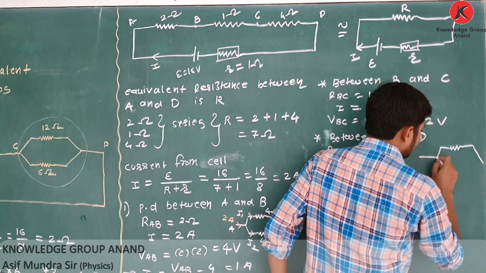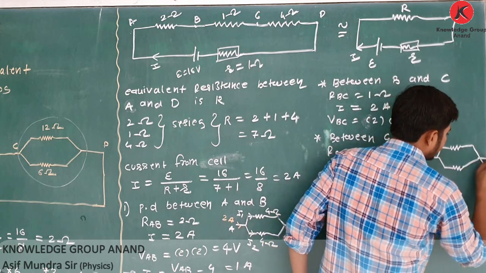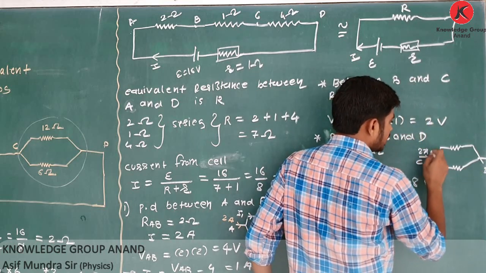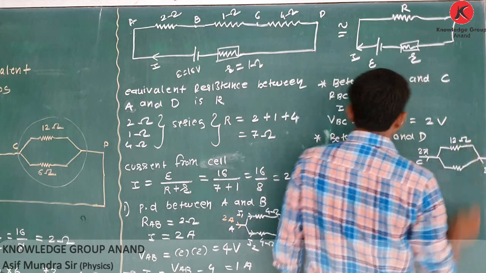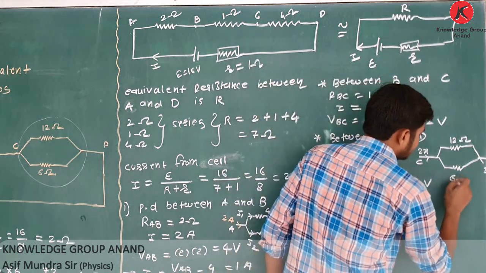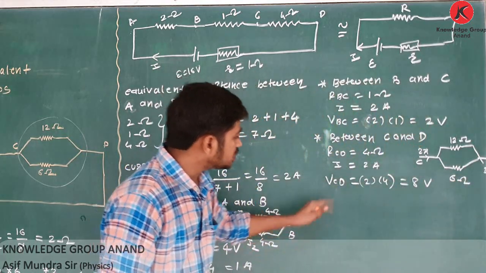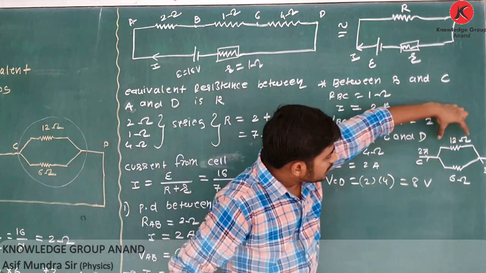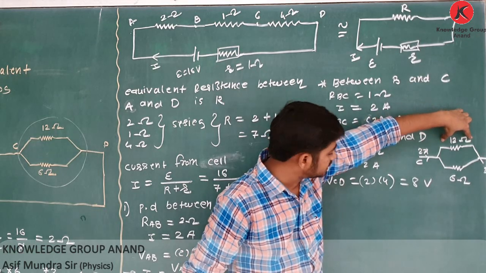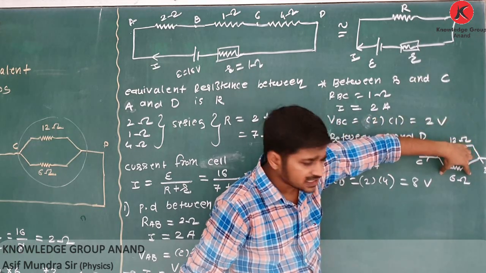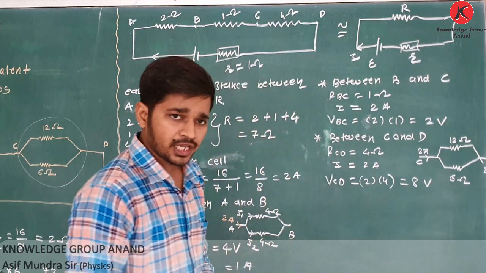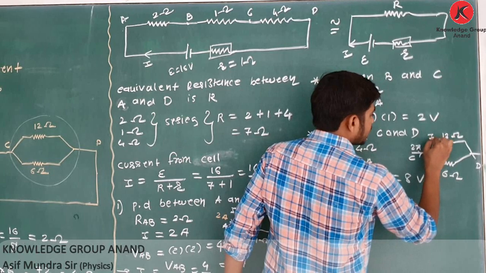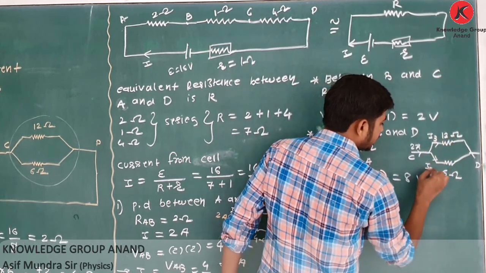Now between C and D, we know the circuit is like this. It is C, it is D. The current coming from here is 2 ampere. It is 12 ohm and it is 6 ohm. What is the potential difference between point C and point D? 8 volt. This means the potential difference across this resistor is 8 volt, and across this resistance is also 8 volt. Then how to find the current flowing through them? Let the current flowing through this be I3 and through this be I4.